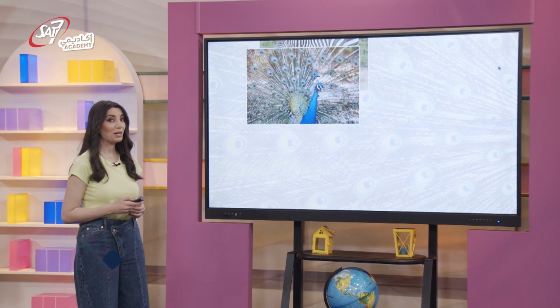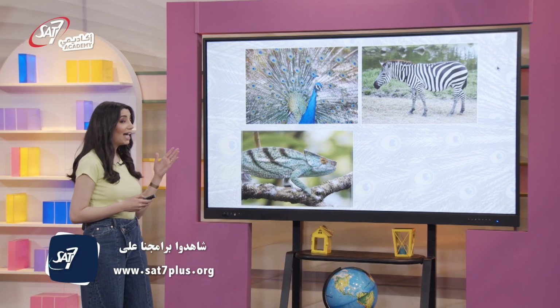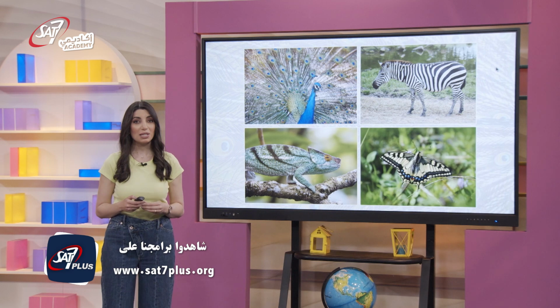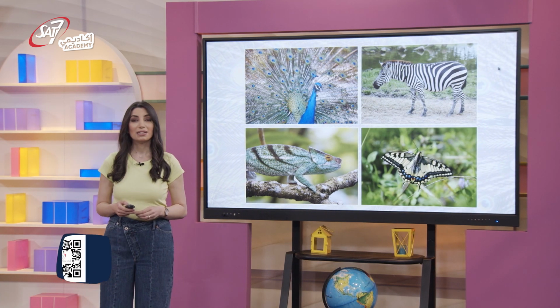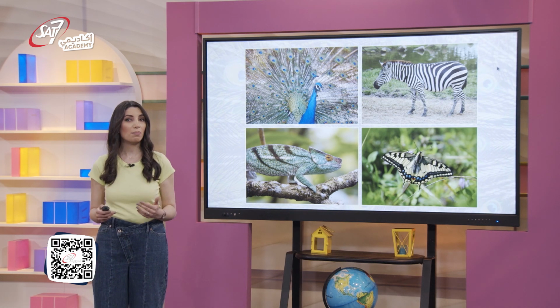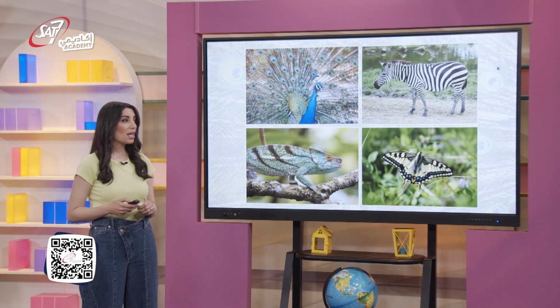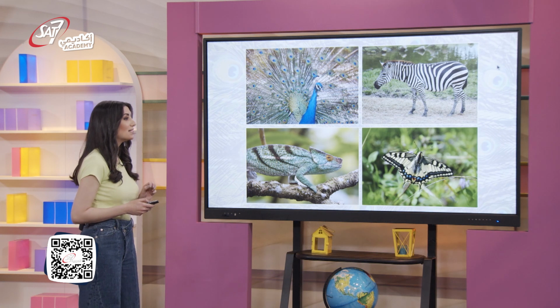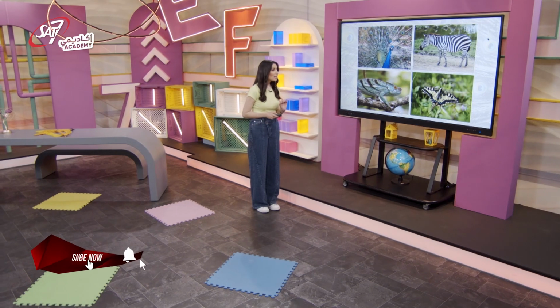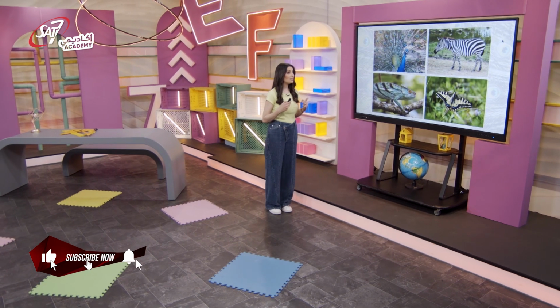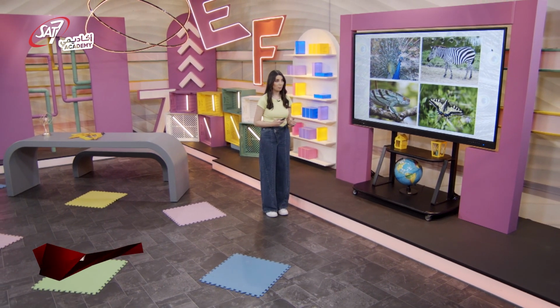Look at these animals. We see black and white stripes on the zebra. We see brown stripes on the chameleon. Do you see anything in common among these animals? They all have repeated designs and colors on their skin. The butterfly has the same design on both sides of its wings. When the same colors and shapes are repeated, a pattern is formed.